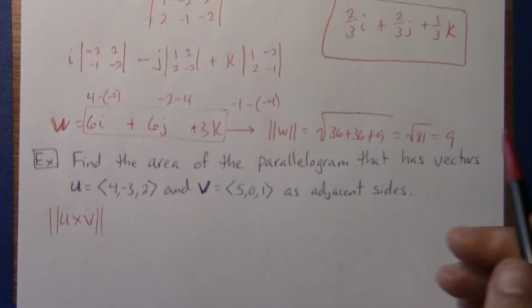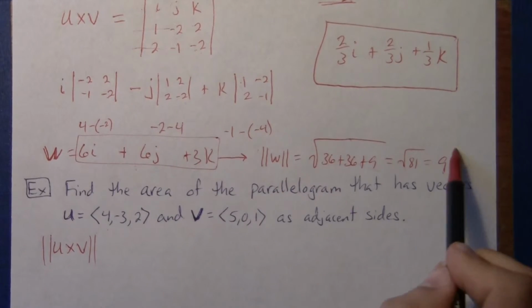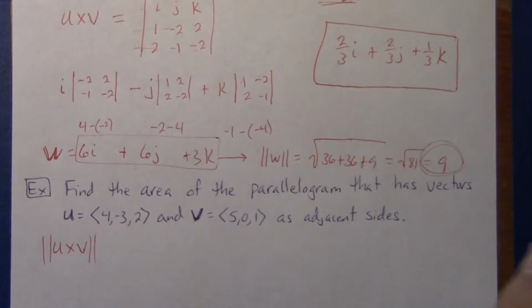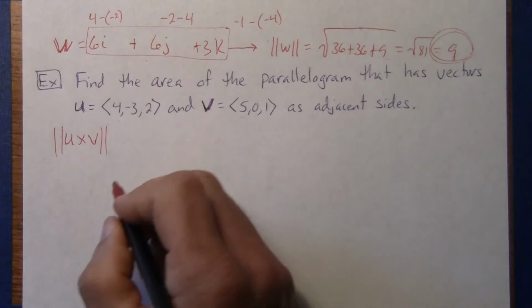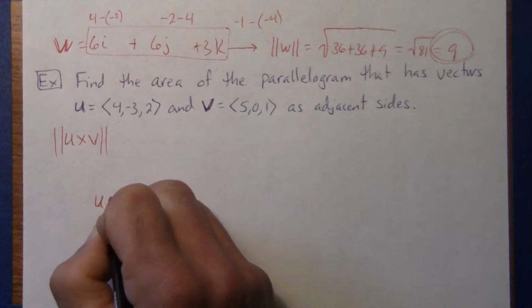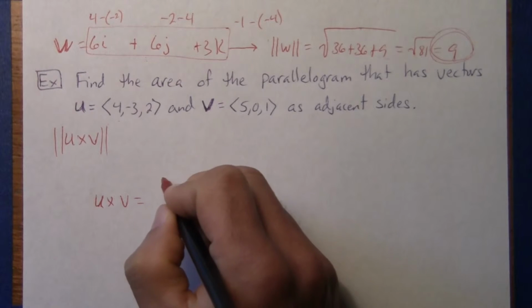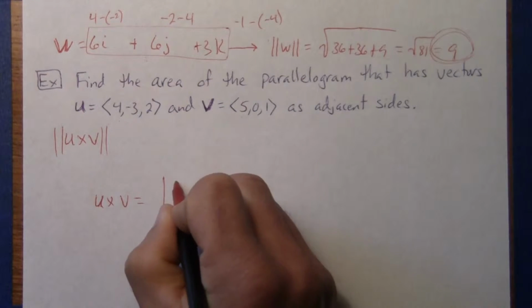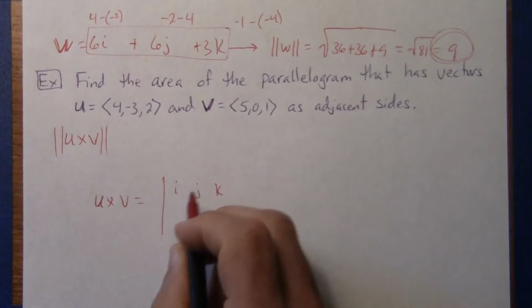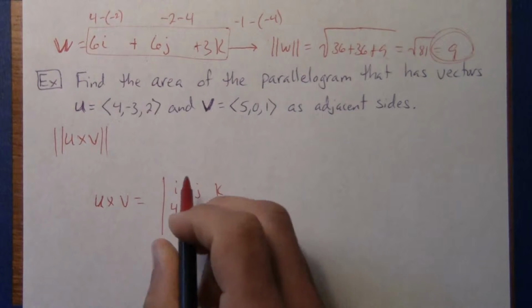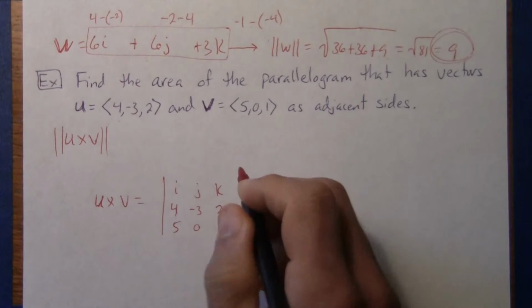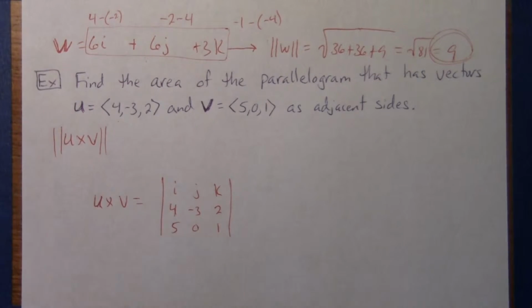Alright, so basically if you went back to that last problem, when we found this number, that would be the area of it. So let's go ahead and find the cross product again. U cross V is going to equal the determinant of I, J, K, 4, -3, 2, 5, 0, and 1. And now I'll do the little arrow thing for this one.